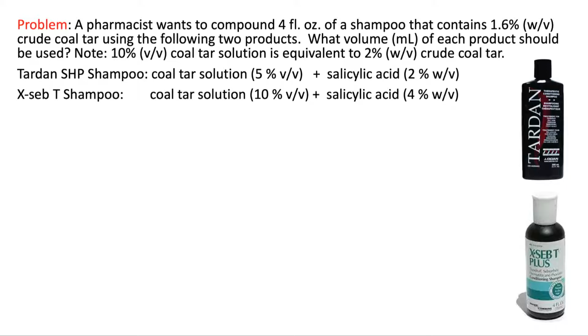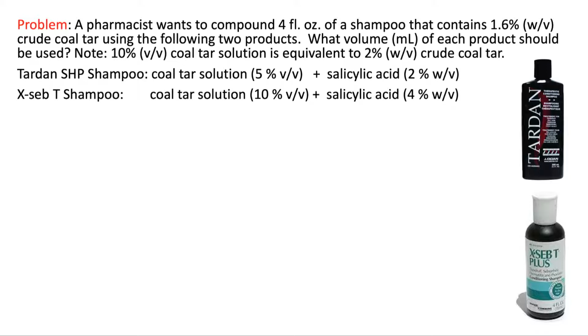For this question, the relative amounts of the 2 shampoos are chosen so that we can get the right amount of coal tar solution. So we're not worried about the salicylic acid, while it's still there. The relative amounts will be defined by the amount of coal tar we need. And just to clarify before we move on, the coal tar in the shampoo is given to us as its percent volume per volume of the solution, but our desired target is going to be a 1.6% weight per volume of crude coal tar within that solution.